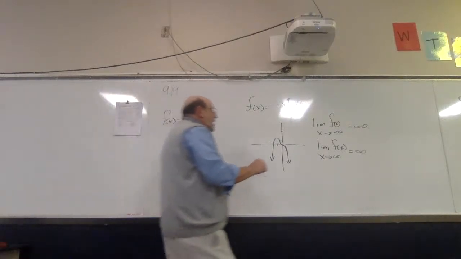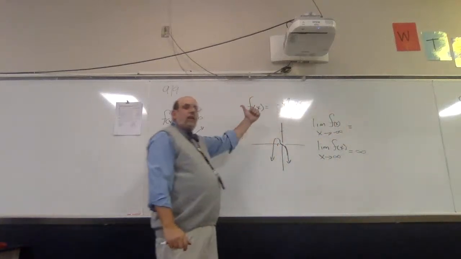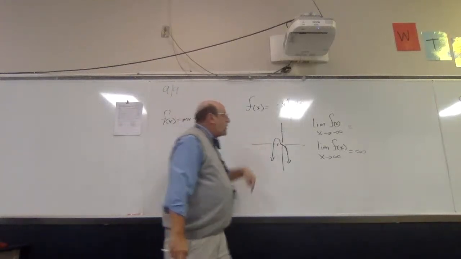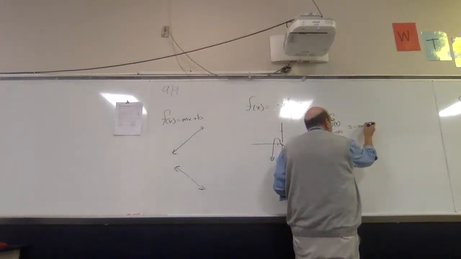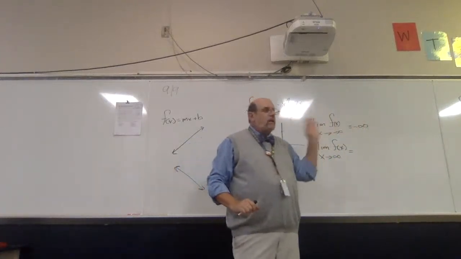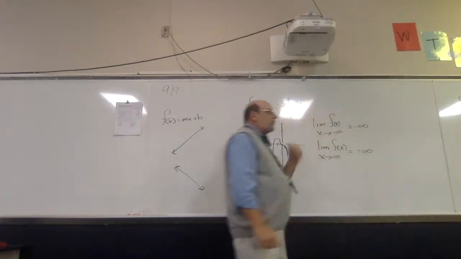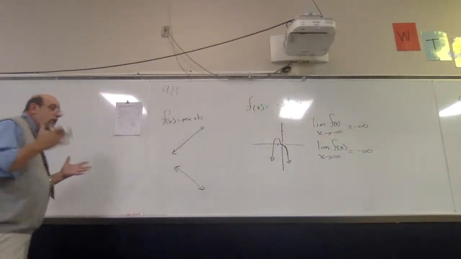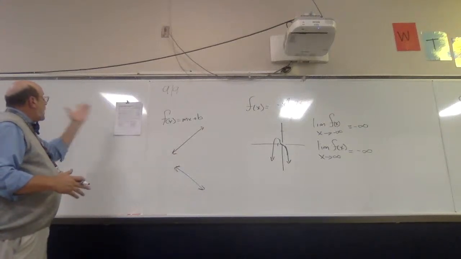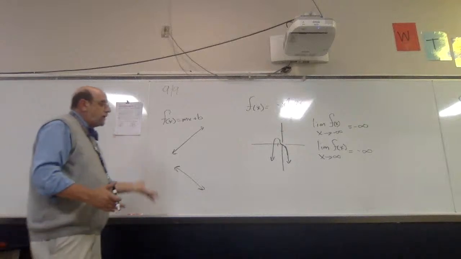So as we go farther and farther to the left, what's happening on this end? It's going down. So instead of infinity, we're going to write negative infinity. As we go farther and farther to the right, same thing. Both ends are the same. That's it. If we're only looking at end behaviors, and that's what it says, use each graph to describe its end behavior. Support it numerically.